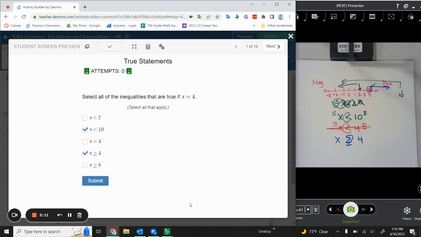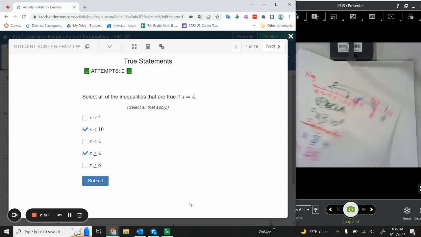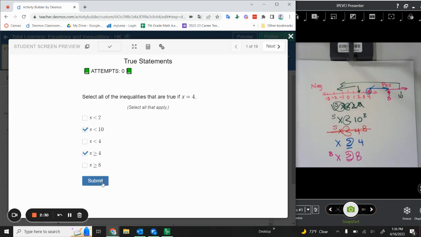And lastly, we have this one that says x is bigger or equal to 8. Now, if x is bigger or equal to 8, that's looking at 8 down here and saying, okay, it includes 8, but it goes this way. So that's not true, so I know these are my only two answers.